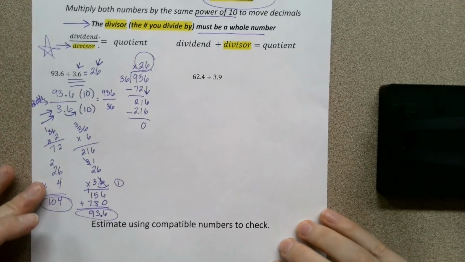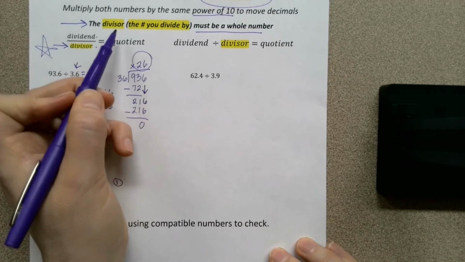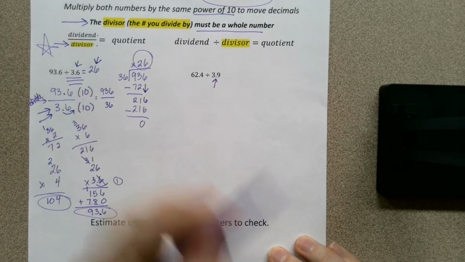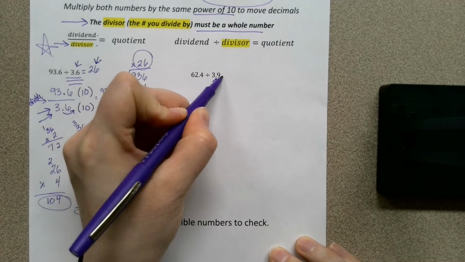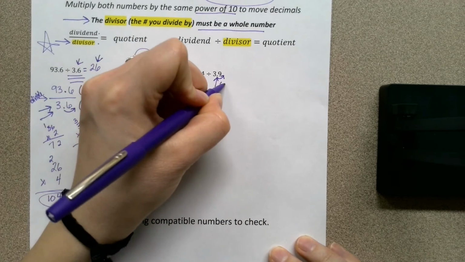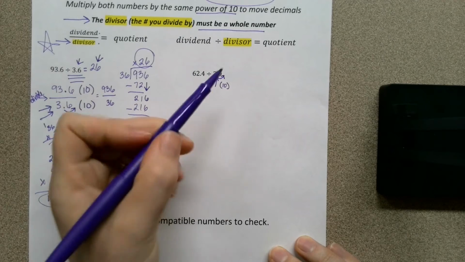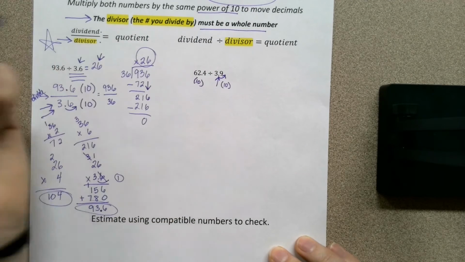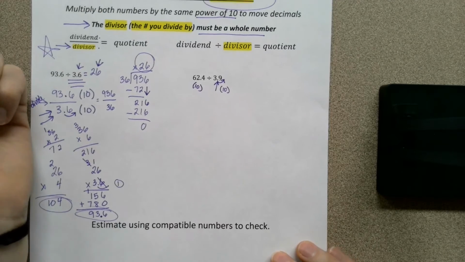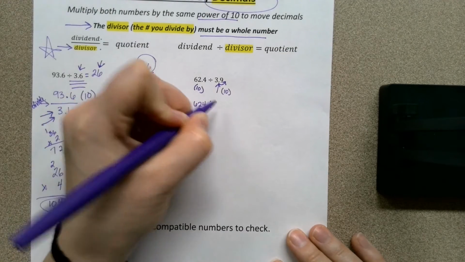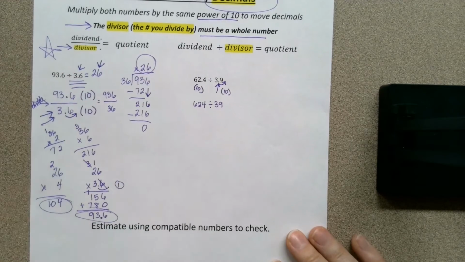Let's try another example. Keeping in mind, the divisor, the number we divide by, cannot have a decimal. In this case, we need to move it 1 decimal place. So, in order to do that, we need to multiply it by 10. If we multiply the divisor by 10, we also need to multiply the dividend by 10, because that has to match. So when we do that, instead we have 624 divided by 39.